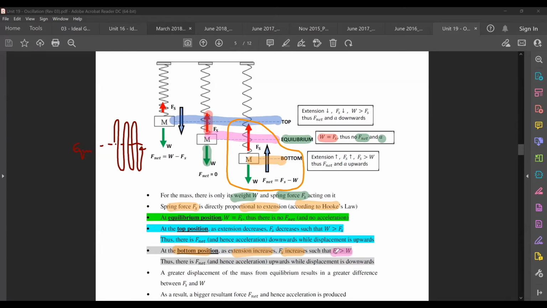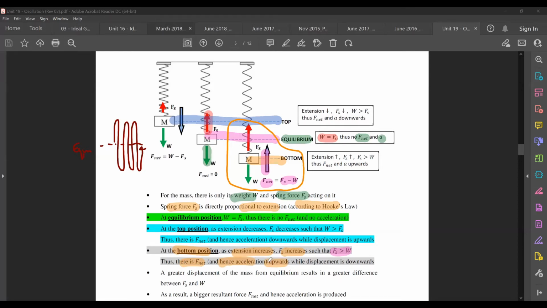Bear in mind that just now at equilibrium, spring force was equal to your weight. But now at the bottom position, because your mass has moved downwards, it has pulled on the spring even more, extension increases. So spring force is more than your weight now. So you actually now have a resultant force, because one force is larger than the other. Your resultant force is Fs minus W, and it will be directed upwards. That's why you see here, I wrote, there's a net force and hence acceleration upwards.